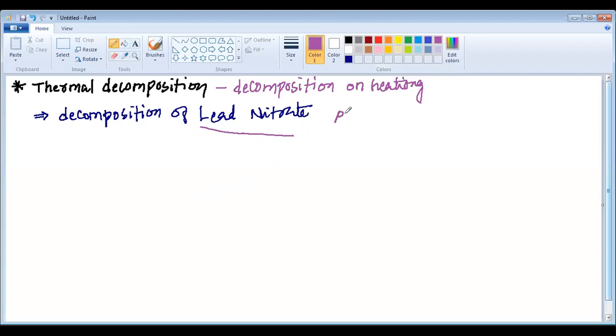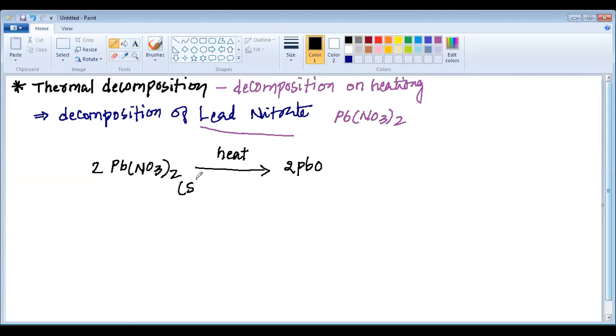So let us first understand the formula of lead nitrate. Lead nitrate has the formula Pb(NO3)2. So this lead nitrate, Pb(NO3)2, when it is heated, on heating, my dear students, we get 2 PbO.